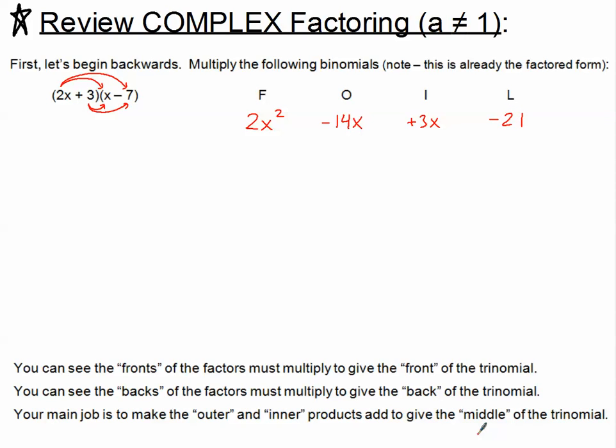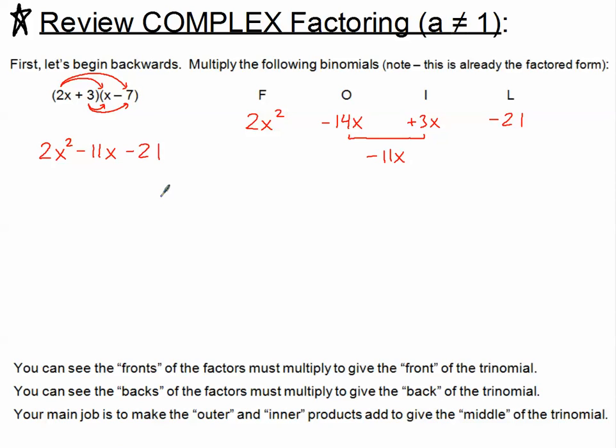Now, most of the time when you're foiling two binomials together, the inner and the outer terms will be like terms, so we can combine them together. Negative 14x plus 3x makes negative 11x. So now we have our trinomial, and I'll write it over here. We have 2x squared minus 11x minus 21. So if we FOILed these two binomial factors together, we get this trinomial. What we're doing with factoring is we're going backwards. I'm going to give you this trinomial and ask you to find the factors.